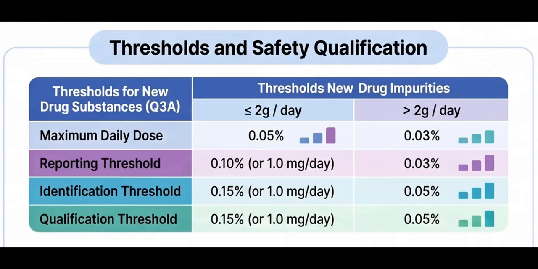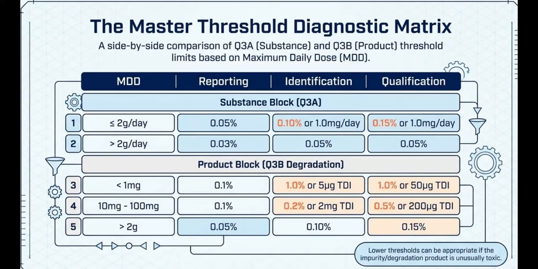3A, the 3-tier threshold system, ICH Q3A. ICH Q3A establishes thresholds for new drug substances, and it differentiates based on the maximum daily dose the patient receives. The framework splits products into 2 groups. Those with a daily dose of less than or equal to 2 grams per day. Those with a daily dose greater than 2 grams per day. Why does the daily dose matter? Because the absolute amount of impurity a patient is exposed to depends directly on how much drug they take. Higher daily doses mean even a small percentage of impurity translates into a larger absolute exposure.